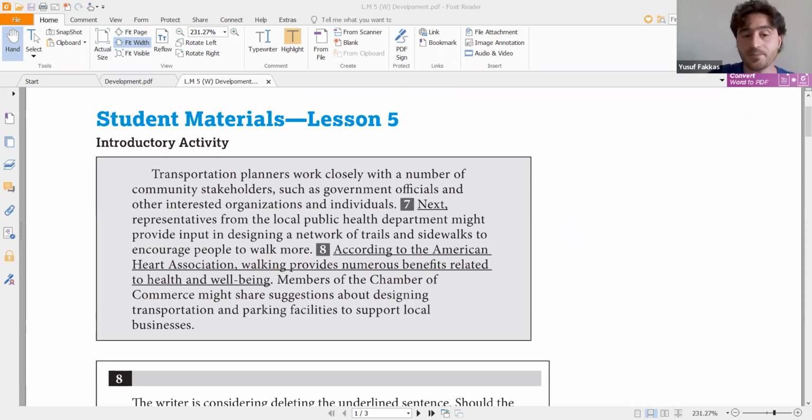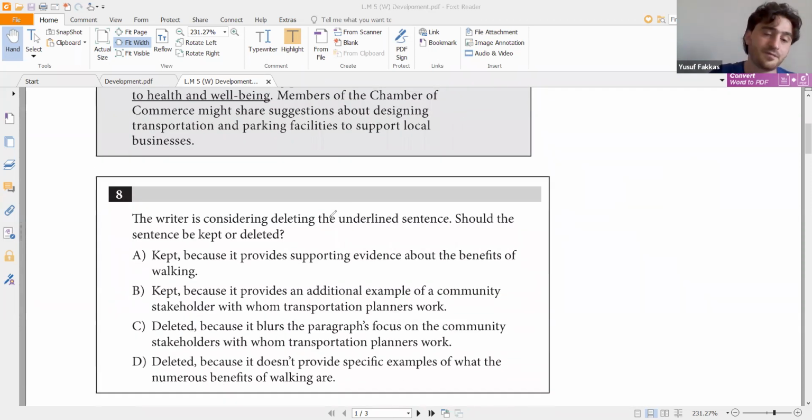Okay, so now we can very clearly just eliminate A and B because both are telling me to keep this sentence. But no, why would I keep it? It doesn't support the main idea. C and D, on the other hand, both say that this sentence should be deleted. Now, we just need to choose the right reason because there's always this kind of question. Sometimes they ask you to add, sometimes they ask you to delete, and so on. Keep or delete, add or not add. And then since we have two, of course, both answers cannot be correct.